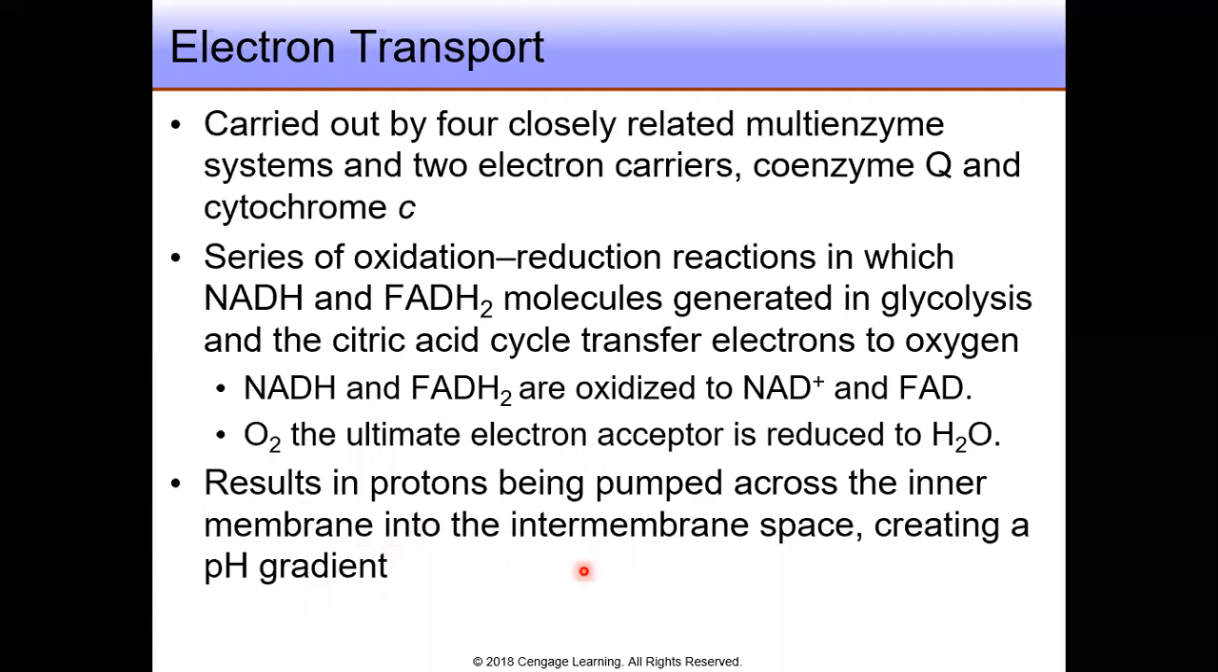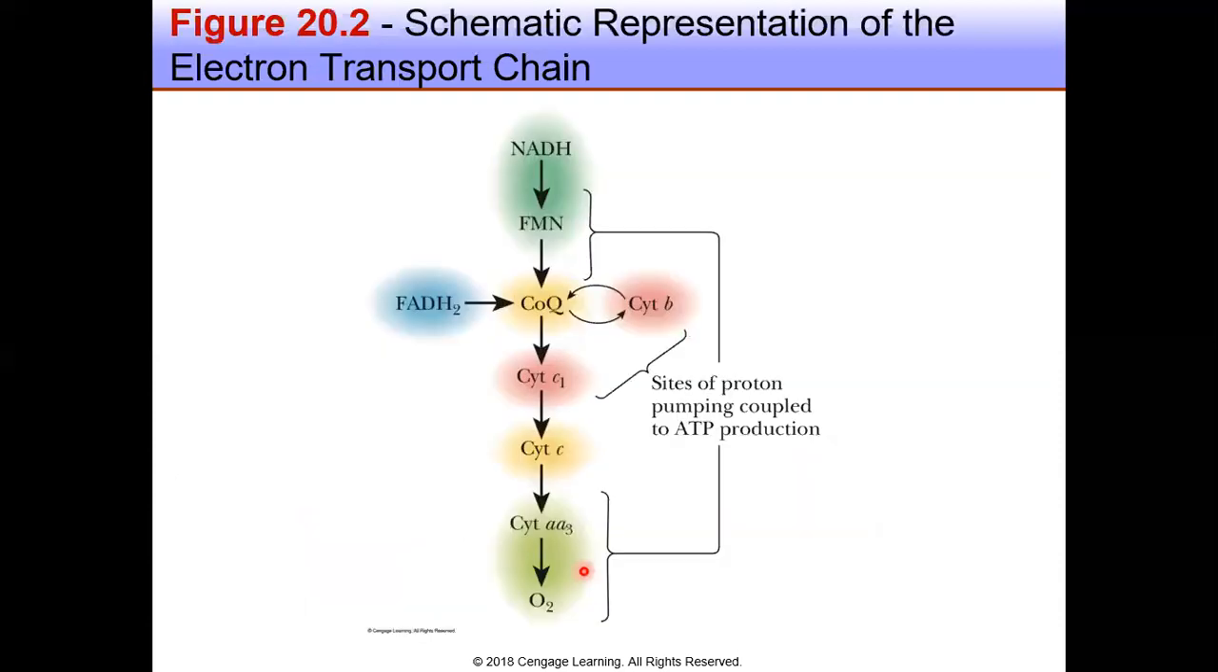Let's look at this figure, which represents a schematic representation of the electron transport chain, showing sites of proton pumping coupled to oxidative phosphorylation. Notice here, at the beginning, NADH transfers its electrons to an FMN. FMN is the flavin coenzyme, flavin mononucleotide, which differs from FAD in not having an adenine nucleotide.